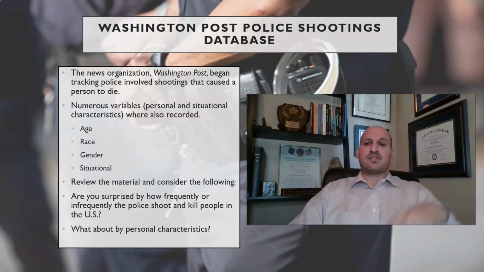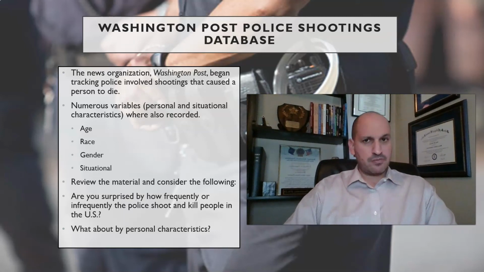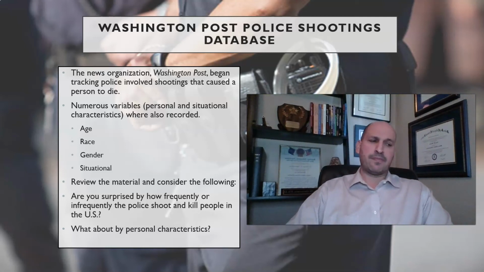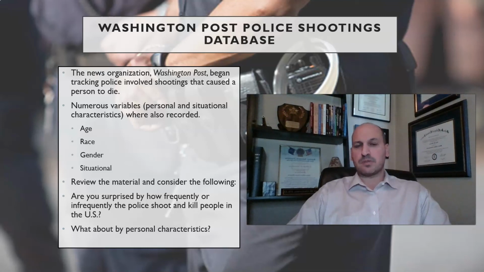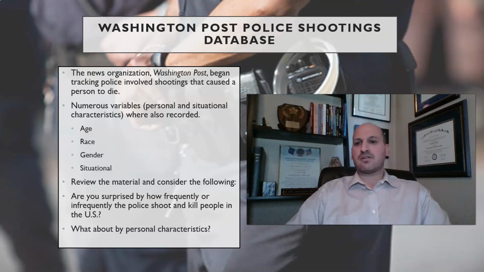All right, that leads us to the Washington Post Police Shootings Database, which is a big part of your assignment this week as far as the discussion board. So the Washington Post is a newspaper. This is the online version of it, and they've been tracking police shootings, police use of deadly physical force, in the United States since around 2014 or 15. I don't remember what year exactly. And they've been tracking that according to a variety of variables: the individual's age, race, gender, and the situational characteristics of those police shootings.